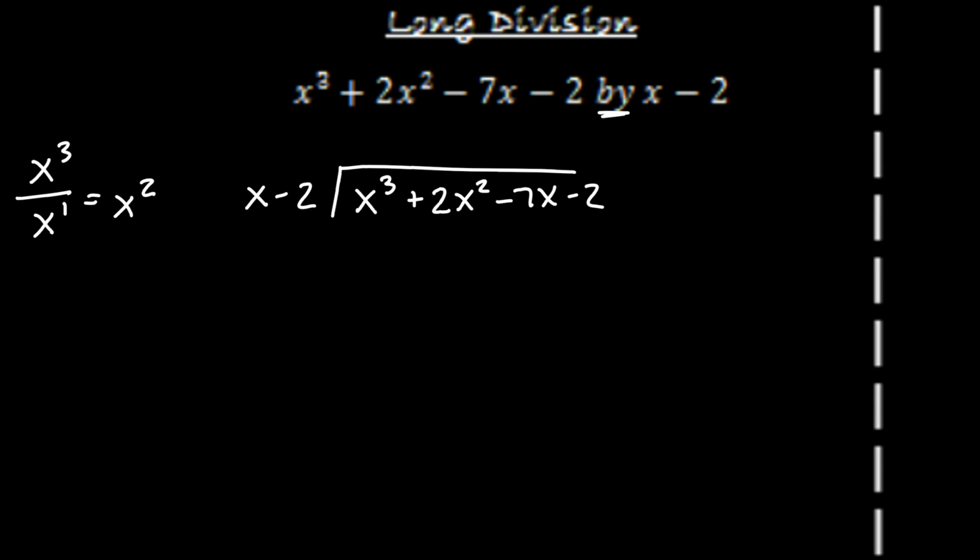So you're dividing the first term of your dividend by the first term of the divisor. So x cubed divided by x, and you're left with x squared. That is the first term of our quotient, the first term of our answer. I should be doing different colors here, huh?